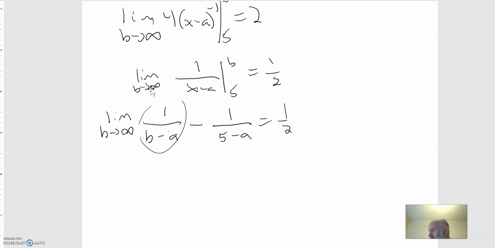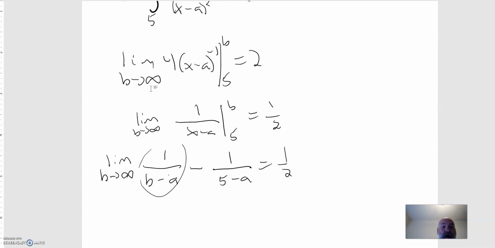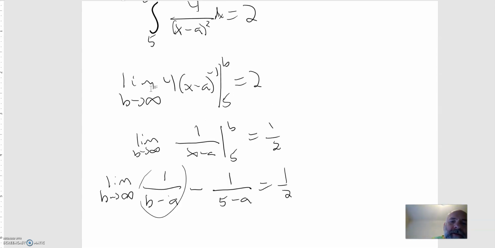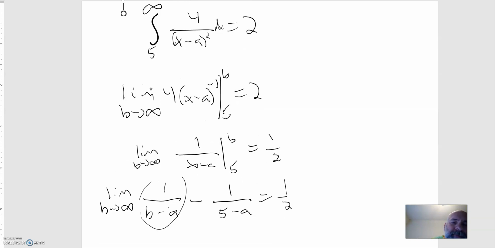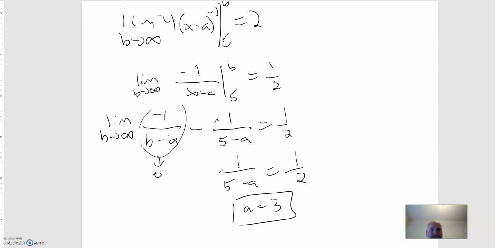So I just need... Yep, I got a little bit of an issue. Oh, yeah, I do. Spotted it a little too late. I forgot to put the negative in front. That makes it work. And so now I solve this. So this limit is 0. So 1 over (5 minus a) equals 1/2. And so a equals 3. And that's the correct answer.